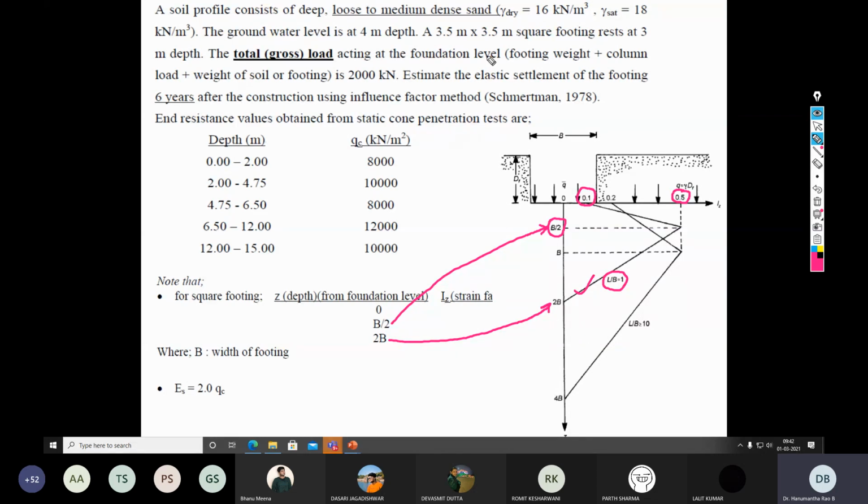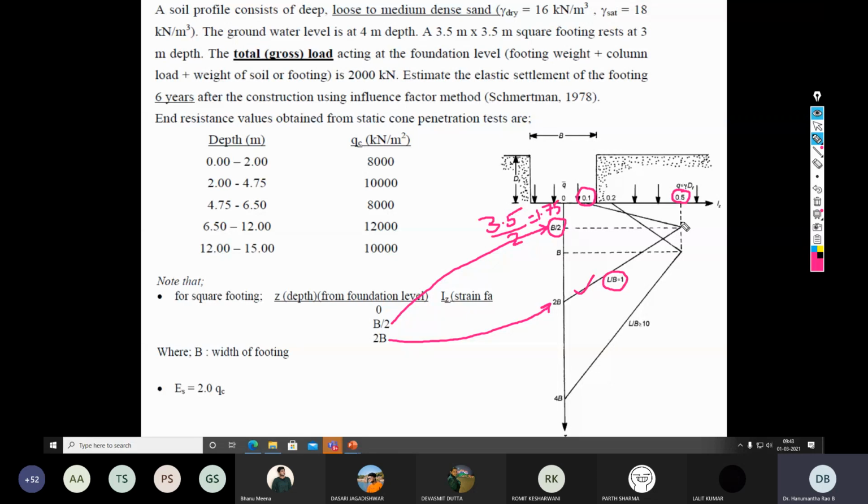So now here B is 3.5 meter. So the maximum peak occurs at a depth of B by 2, which means 3.5 by 2. So this is 1.5 plus 1.75, so this is at a depth of 1.75 meter.